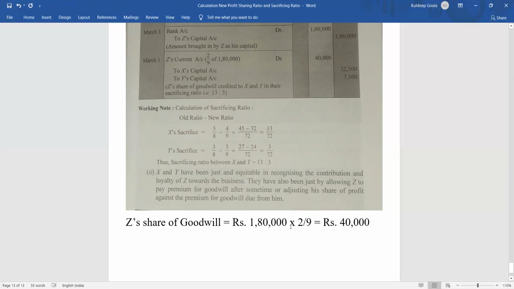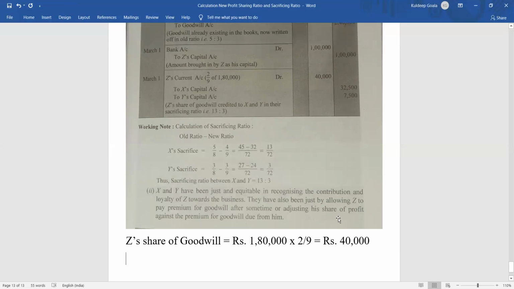So after you have got Jed's share of goodwill, you find out the sacrificing ratio. The old ratio is given, the new ratio is given. So for X, what will be the sacrifice? 13 by 72. For Y, how much will be sacrificed? 3 by 72. Since the denominators are the same, we can take the numerators. So X is going to sacrifice 13 and Y is going to sacrifice 3. So the sacrificing ratio is 13:3. Clear? One will get 13 by 16 of 40,000, the other will get 3 by 16 of 40,000. Clear?